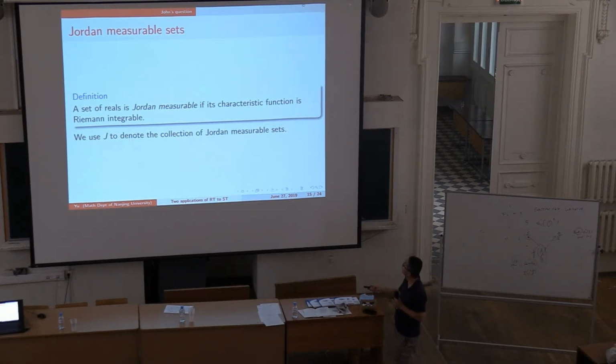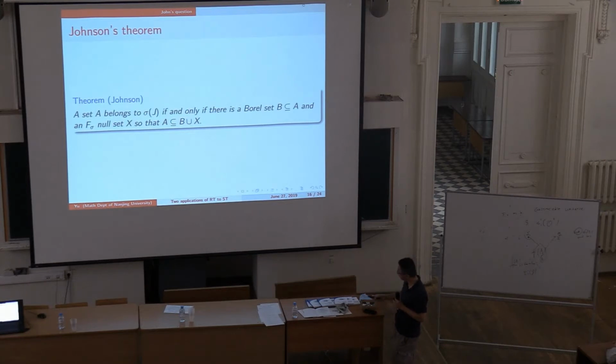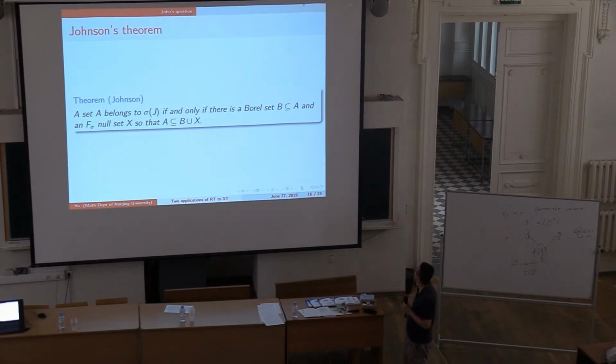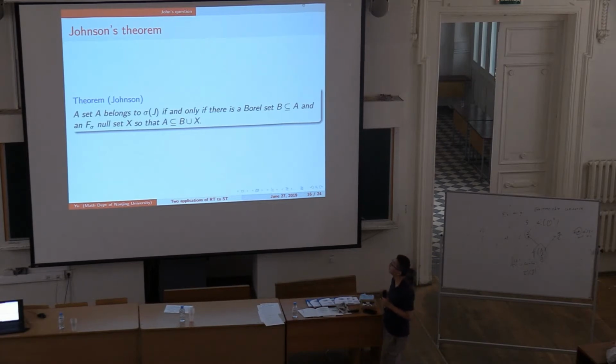Okay, now let's look at Johnson. He looked at σ(J), the sigma algebra generated by Jordan measurable sets, and he characterized this sigma algebra. He proved the sets in σ(J) are exactly those that can be presented by a Borel set with a subset of an F sigma null set. So it's a nice characterization of σ(J).